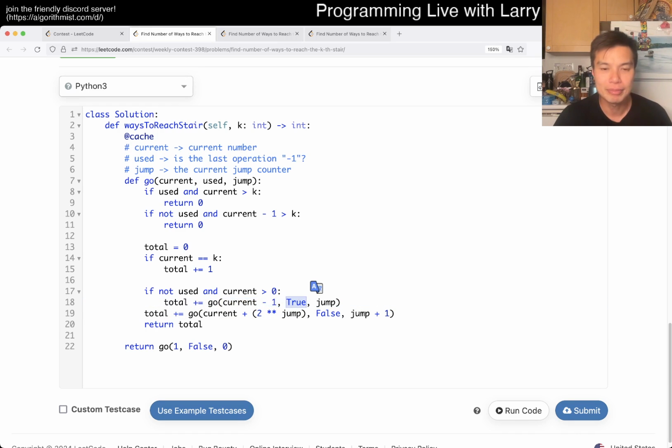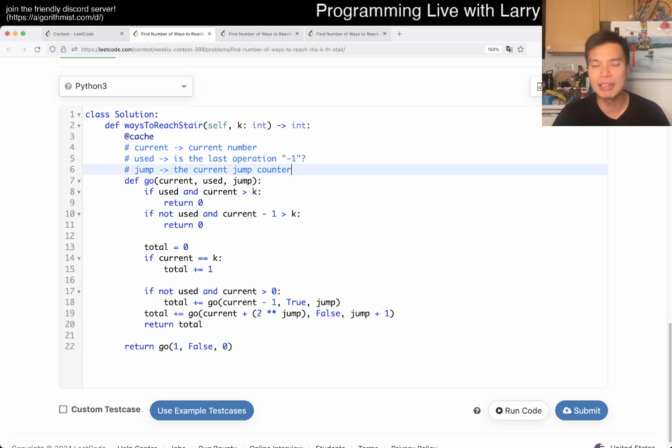We could do current minus 1, and true and jump. And that's basically the idea, right? We keep the same. We use the last operation as -1. Otherwise, we just do a jump, which is what the state would be. And then you sum it up.